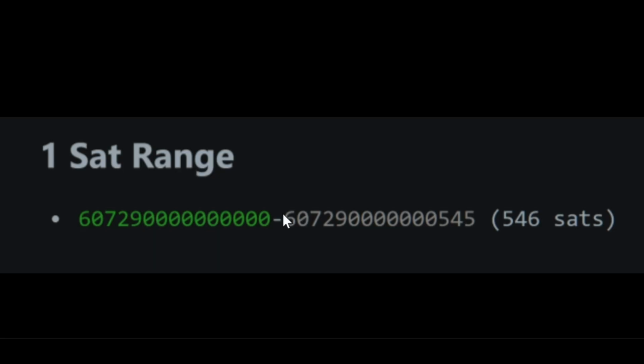So the SAT range numbers range from 607290000 to 60729,545. So what does that tell us? That tells us that the one SAT here plus those obviously equals the 546, but it tells us more than that. It tells us that out of these 546 sats, all of them are basically in sequential numerical order, right? Now, why is that significant?